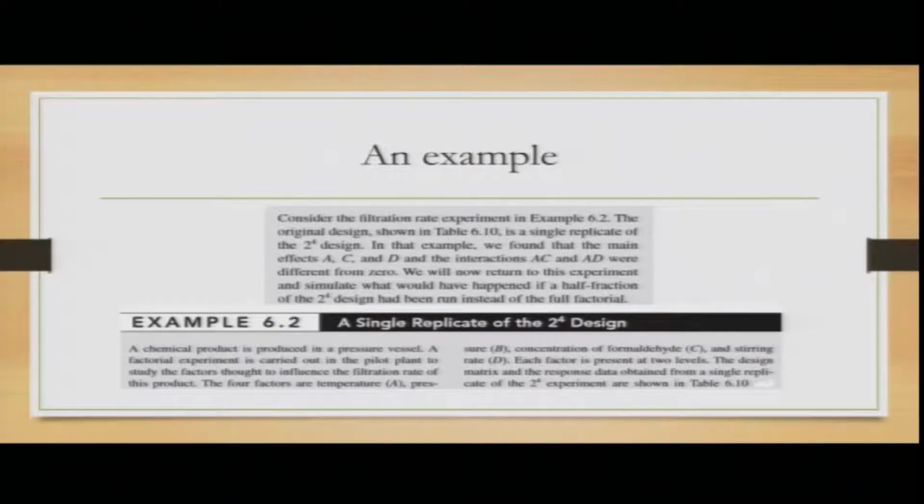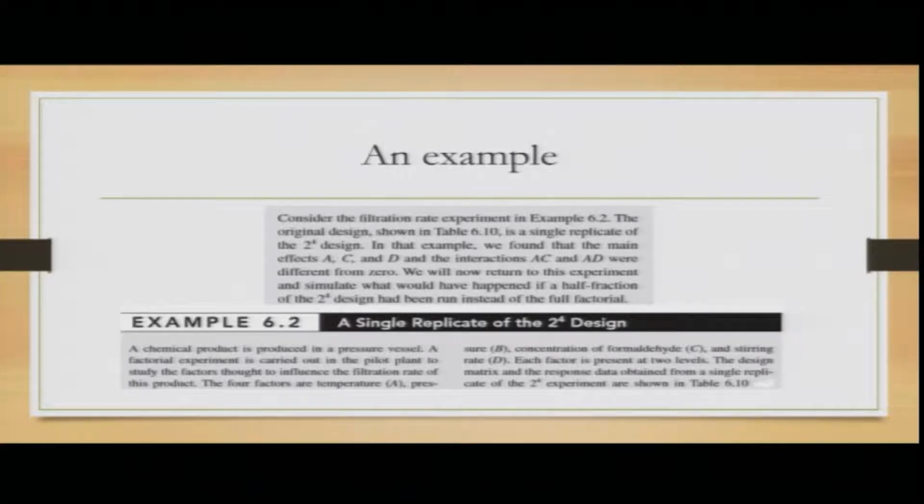The 4 factors are: A is temperature, B is pressure, C is the concentration of the formaldehyde, whatever chemical we are using, and D is the stirring rate as you mix these chemicals. Each factor is represented at 2 levels. So, basically you will have temperature at 2 levels, pressure at 2 levels, level of concentration for the formaldehyde at 2 levels, and the stirring speed would be at 2 levels.